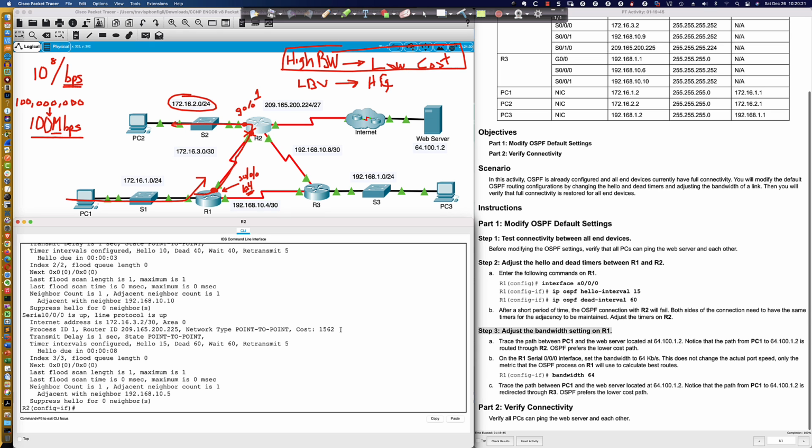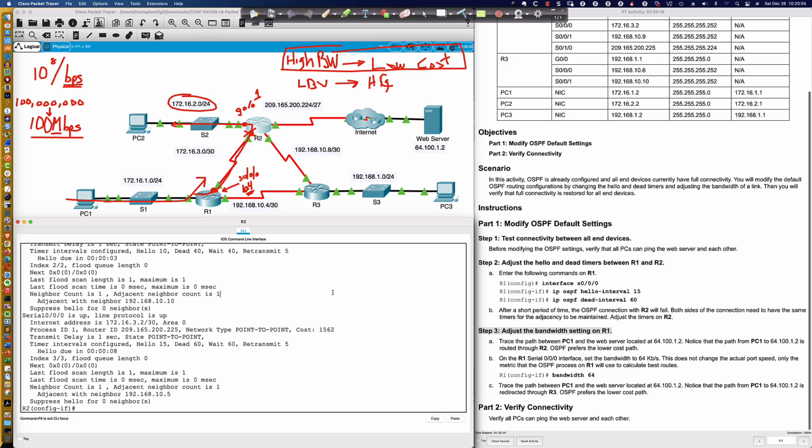Now, would you change the auto cost reference bandwidth? And the answer to that is yes. And the best practice, and again, I'm going to say, generally speaking, is you set it to the speed of the fastest link in your environment that's participating in OSPF. And if that's the case, the fastest links in this environment that are running OSPF are these gigabit Ethernet links.